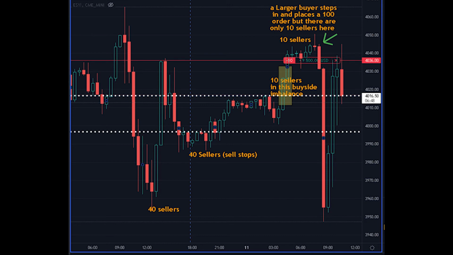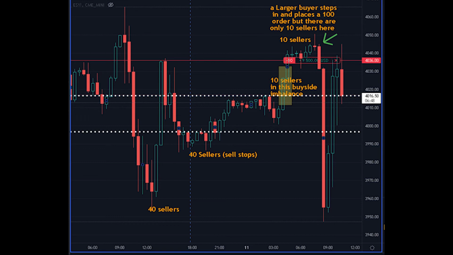So let's say the market you're trading is having liquidity dry up, and volatility is starting to pick up, right? You must understand what is happening, right? So look at the chart, right? If a large buyer steps in and places 100 orders, but there are only 10 sellers at that price, well, the market has to move to price imbalances, which you can see highlighted in yellow right here.